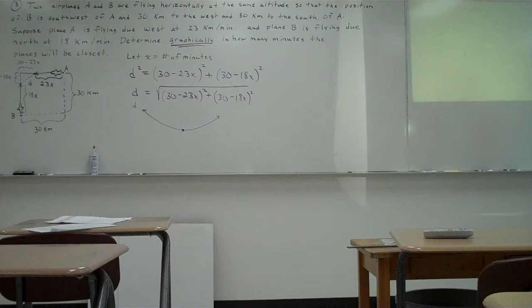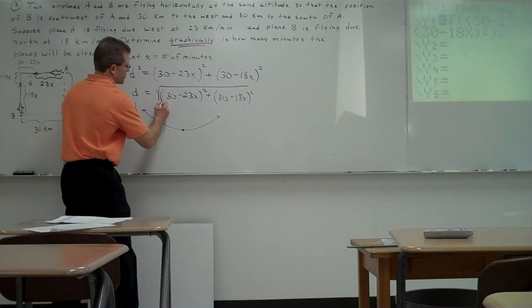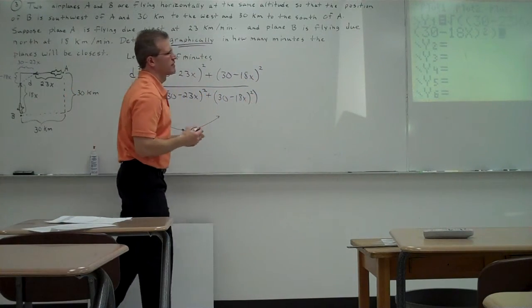All we're going to do is type in that expression: square root, then another parenthesis, 30 minus 23x, parenthesis, squared, plus, left parenthesis, 30 minus 18x, quantity squared. Notice there's an extra set of parentheses here to make sure that we square root this entire quantity.